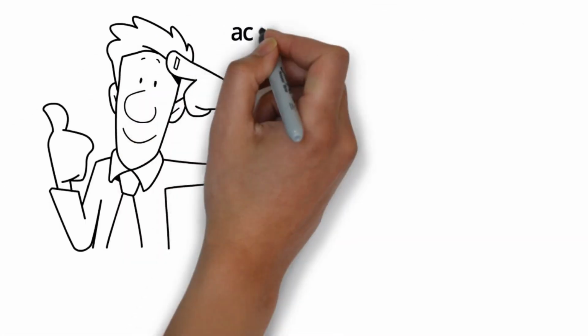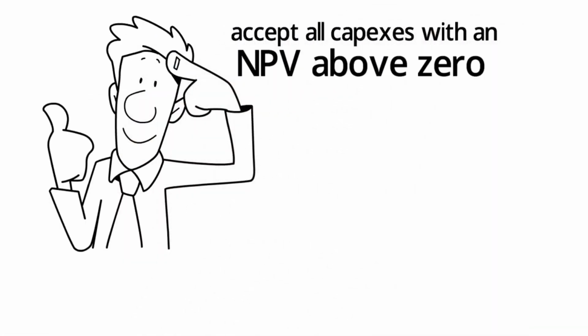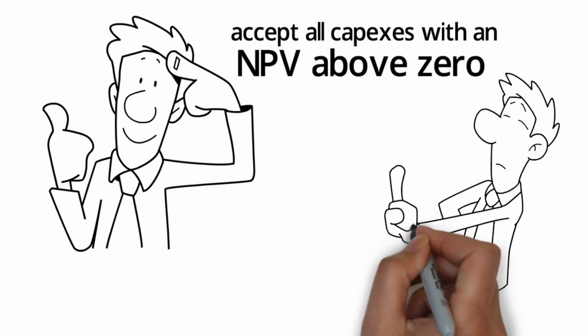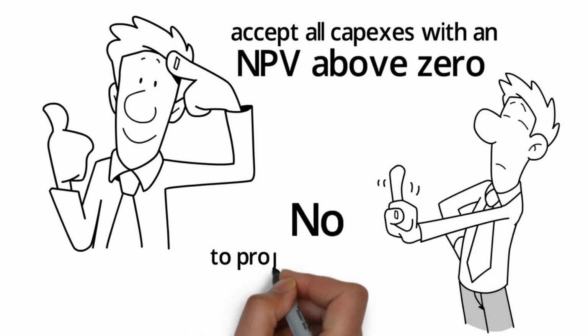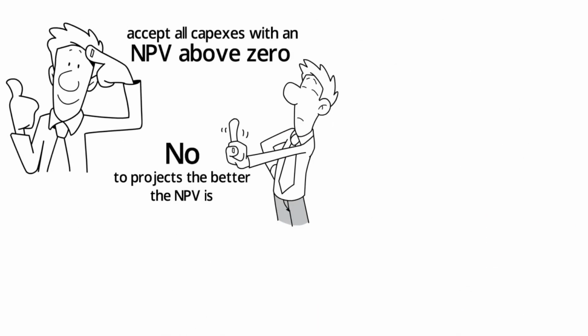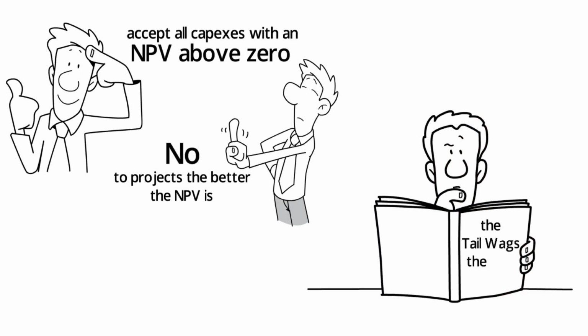The rule here: accept all capexes with an NPV above 0. That's the basic rule when it comes to net present value calculations. We are here telling you the textbook version of the story. Reality, though, is that you should probably say no to projects the better the NPV is. But you have to read our text, The Tail Wags the Dog, to understand that part.